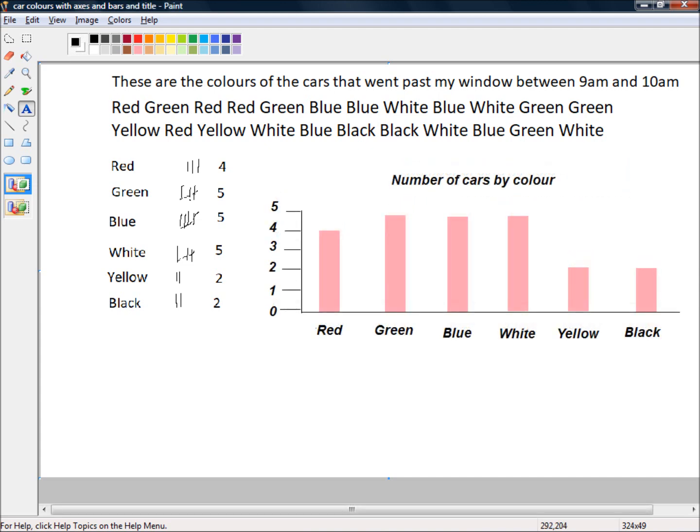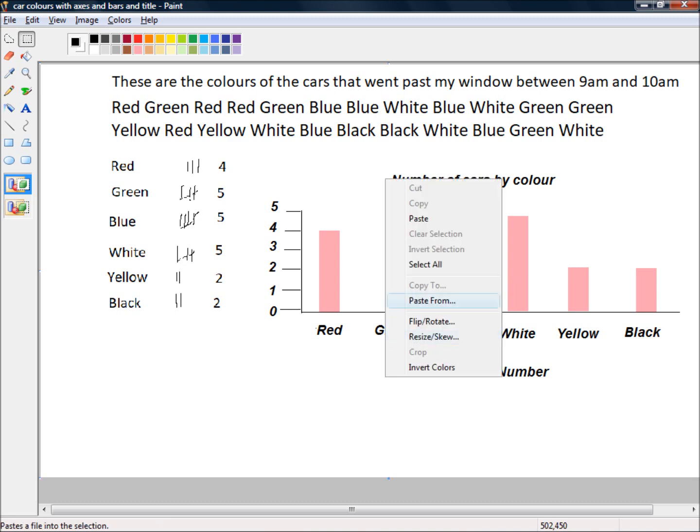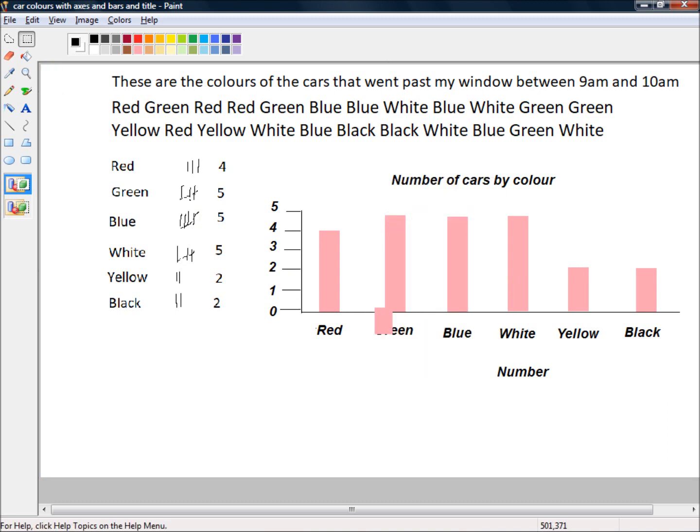And lastly, all I need is a key. In this case, the key is extremely mundane because it's a very simple chart, so I might type something like number. And assign it the colour of the chart, so just going to grab a square. Something like that.